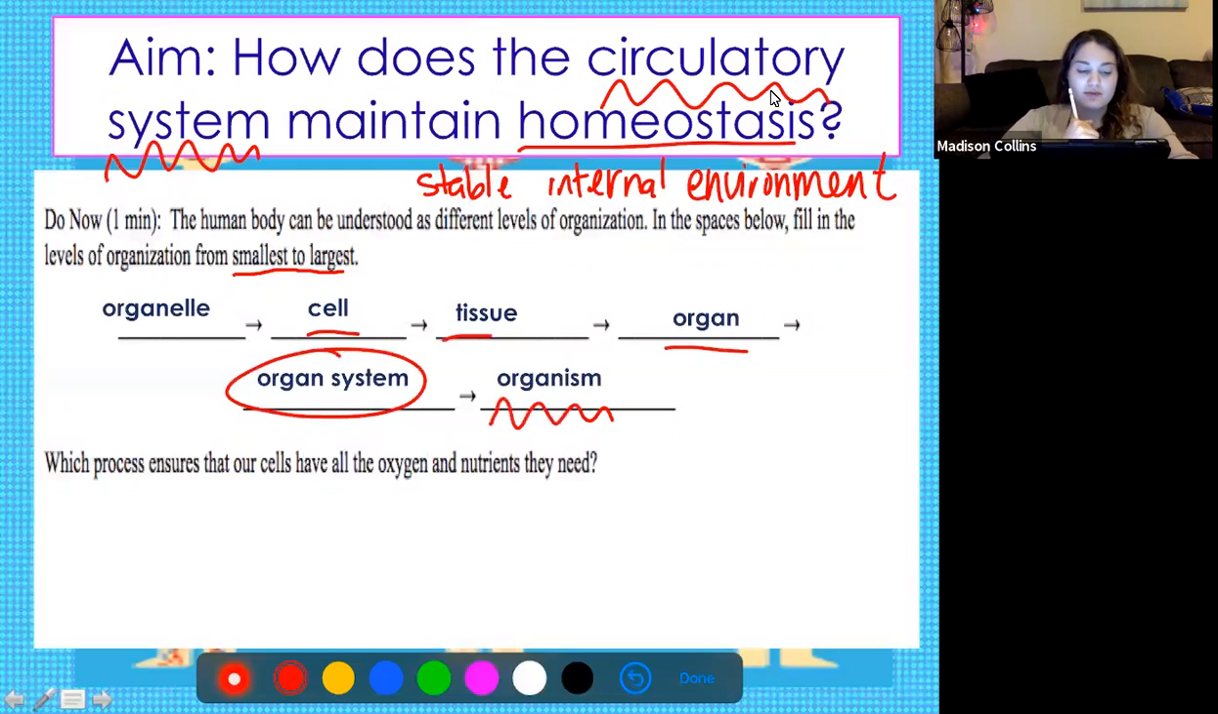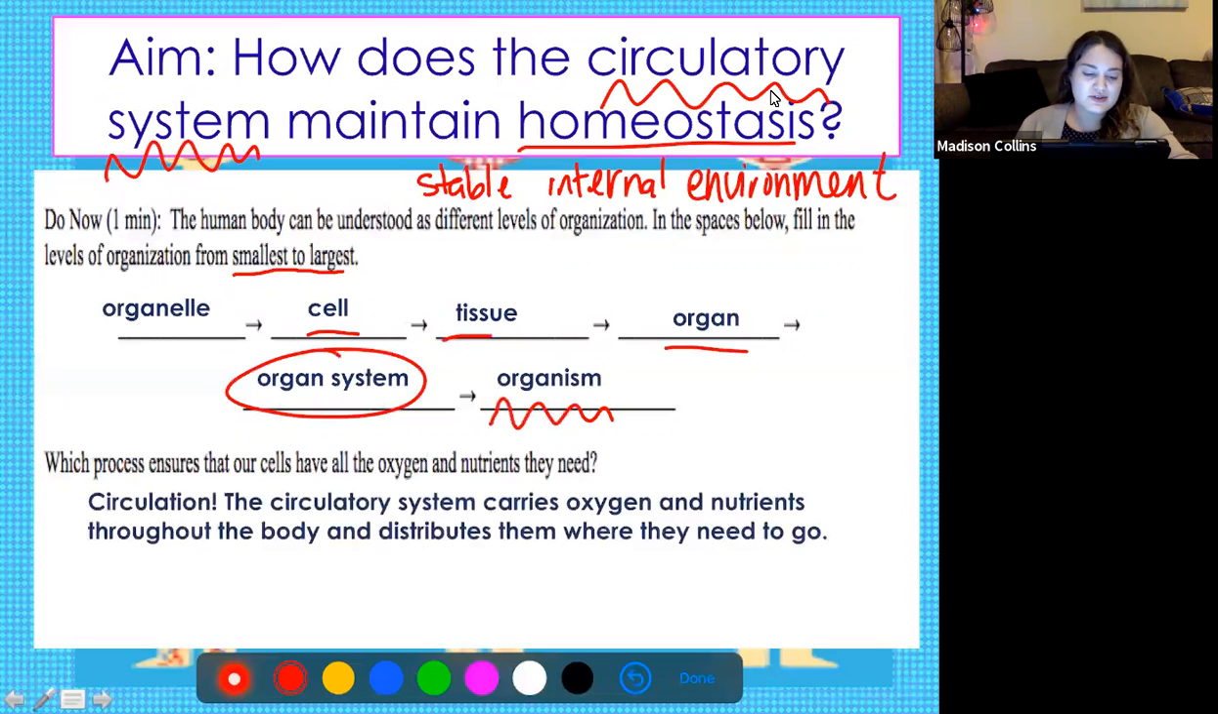All right. Number 2, which process ensures that our cells have all of the oxygen and nutrients they need? Well, this process is known as circulation, and this is the function of the circulatory system. So that circulatory system carries oxygen and nutrients throughout the body and distributes them to where they need to go. It ensures that every single cell in your body has access to the oxygen and nutrients that it needs to survive and to function.